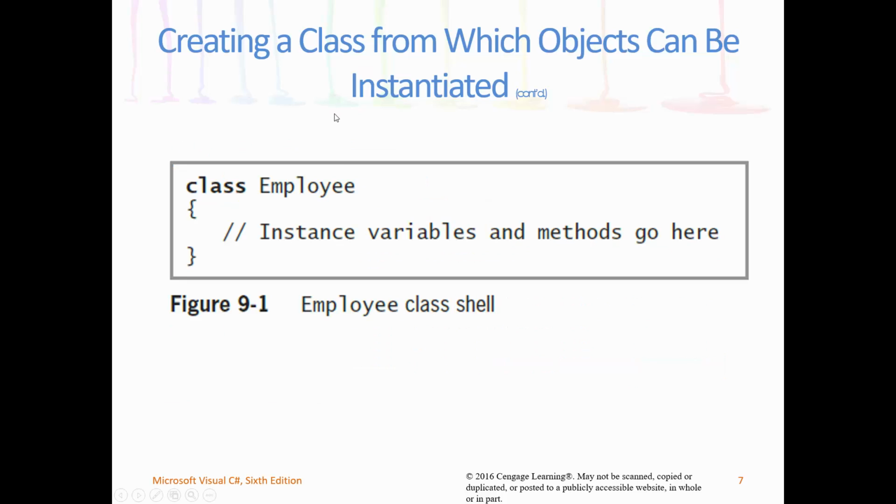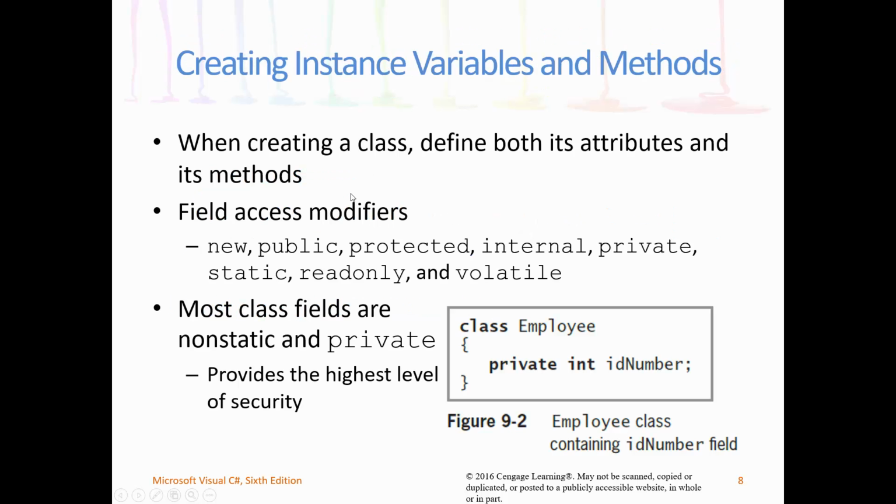So this is how you create a class. The keyword class, all in lowercase. Again, it's a keyword. Then the name of your class. Inside of curly braces, you put any variables for each instance of that class and any methods that all the instances will share. So when you create a class, you define both its attributes and its methods. Some of these words we've talked about already. Most class fields, as they say right there, are non-static and private because they give the highest level of security.